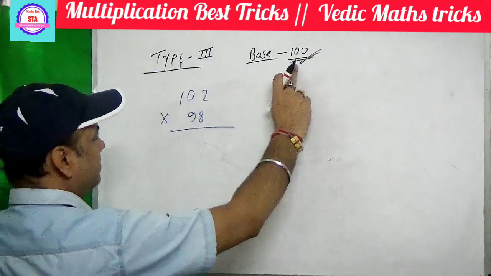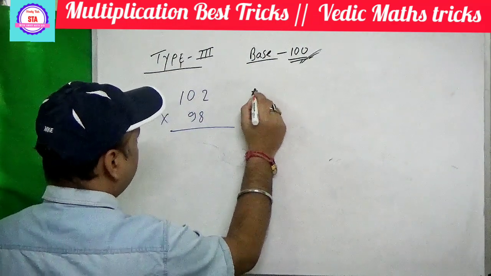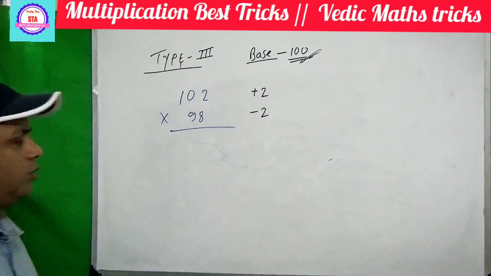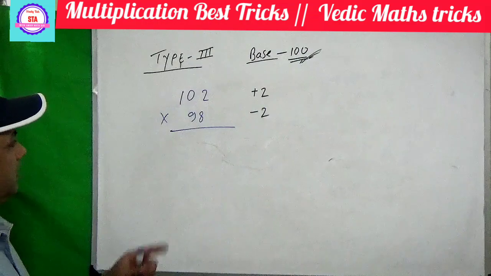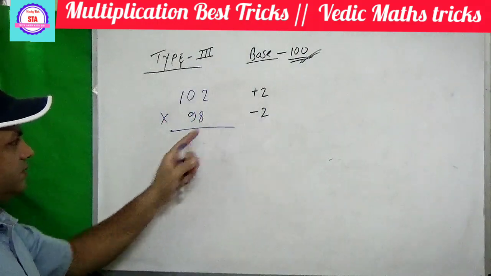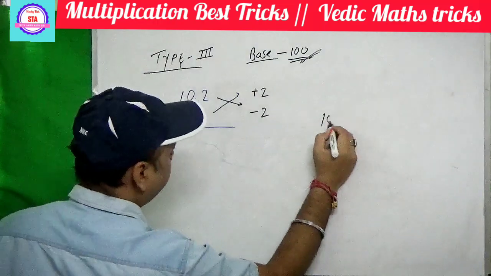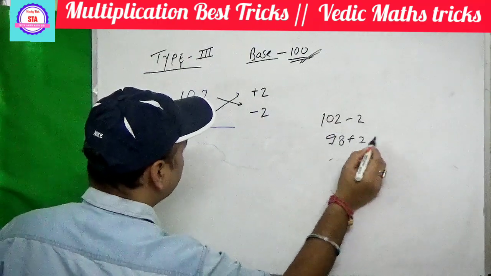Base is 100. Write down 102, 2 more than 100, or 98, 2 less than 100. Write down minus 2. This minus this, or this plus this. 102 minus 2, or 98 plus 2. Both are 100.